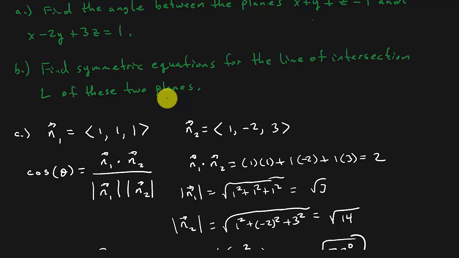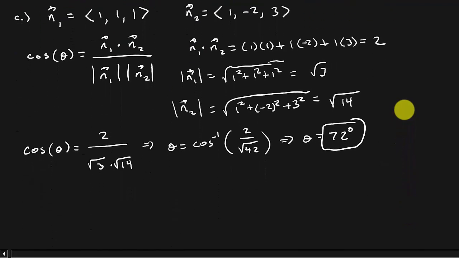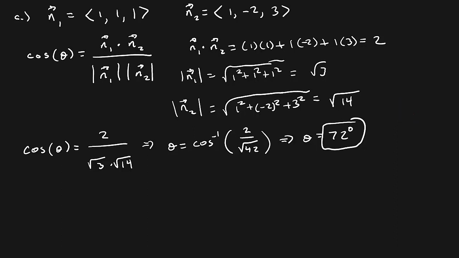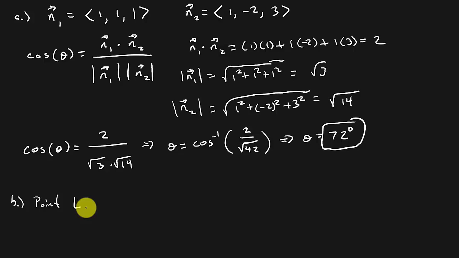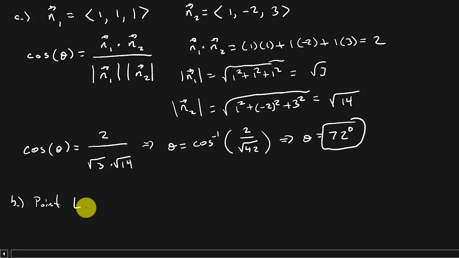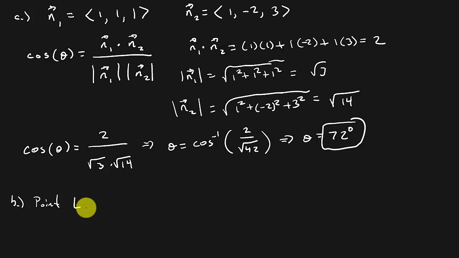All right, so for part B, we need a point on L, on our line. Well, how about we just find a point in the XY plane? Okay, it didn't say what point we need. We can use any point, or we can do any point on the line.